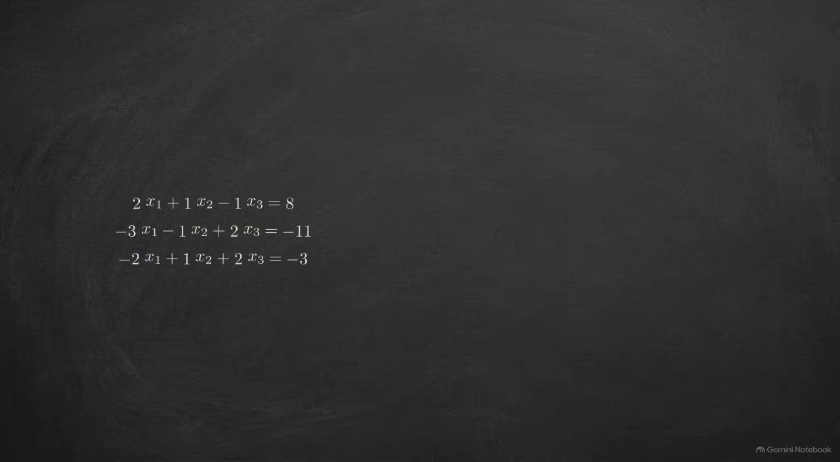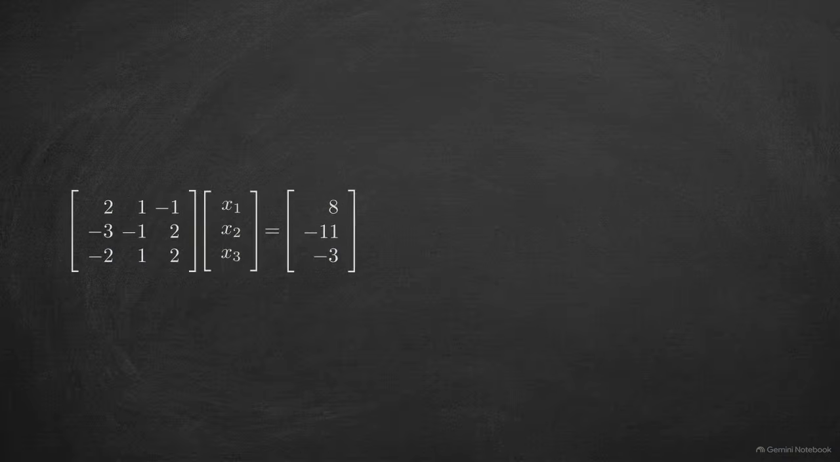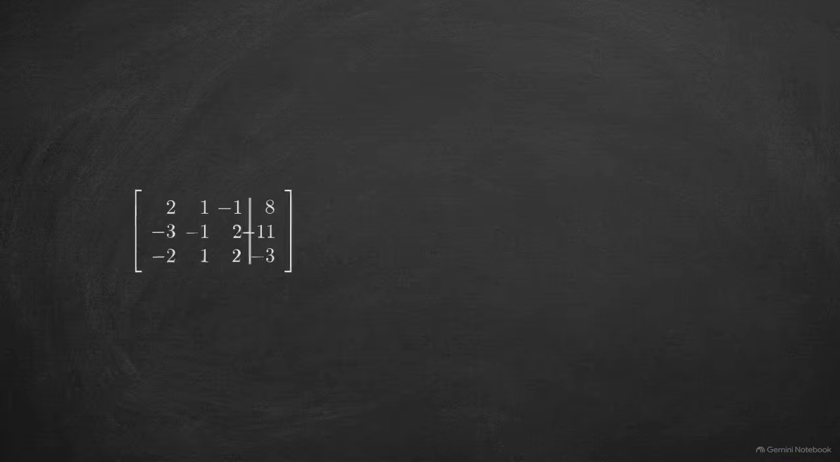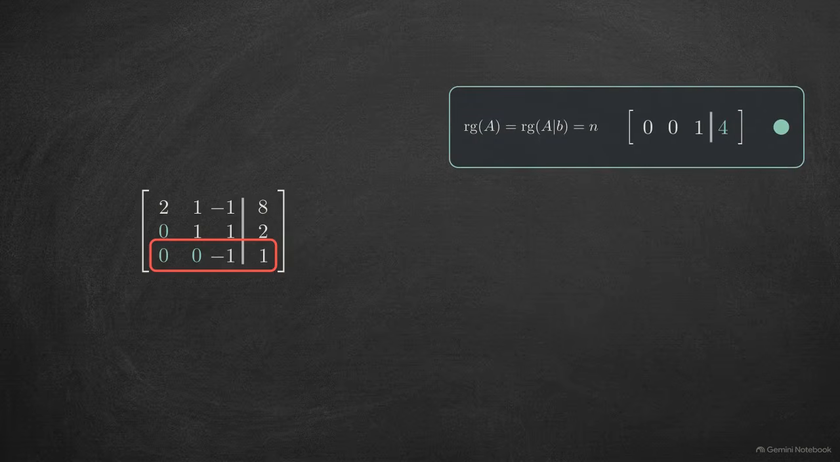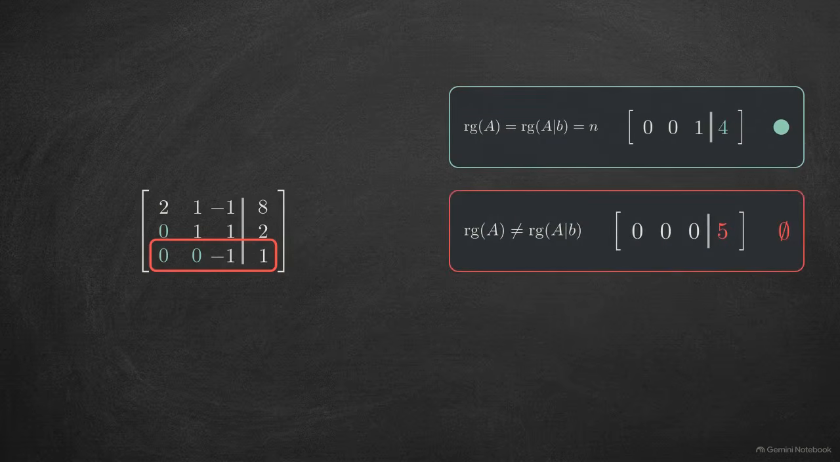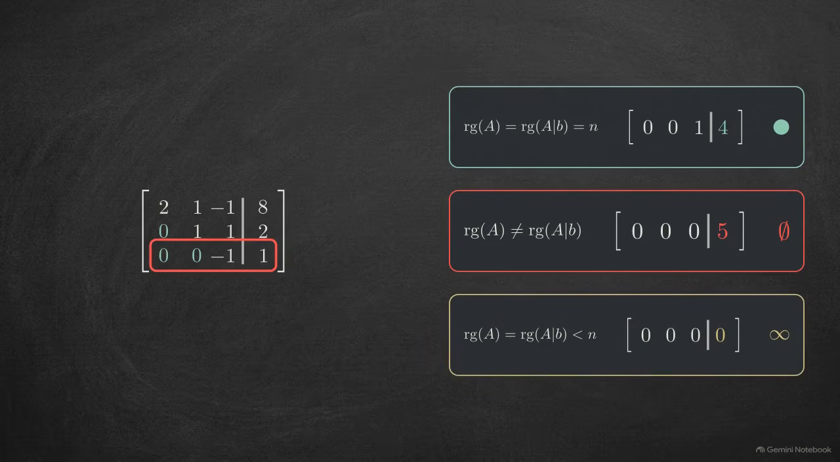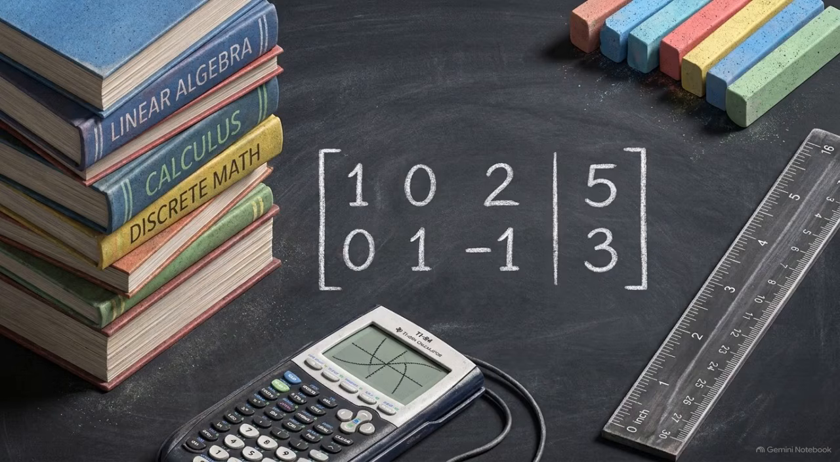We started by stripping the variables from an algebraic system to build an augmented matrix, then applied the Gaussian algorithm to clear the lower triangle. By checking the bottom row of that reduced matrix, the rank criterion immediately categorizes the system: a unique solution, no solution at all, or an infinite set of solutions. You now have the complete set of tools to organize, solve, and verify any linear equation system you encounter.